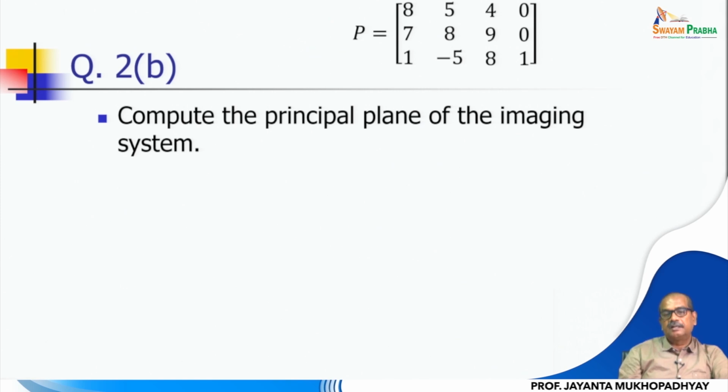Then the other: using that projection matrix, we would like to compute the principal plane of the imaging system. So once again, if you remember, with our analysis we have shown that the principal plane is expressed by 1, -5, 8, 1, which means these are the coefficients A, B, C, D, which gives you the plane x minus 5y plus 8z plus d equals 0.